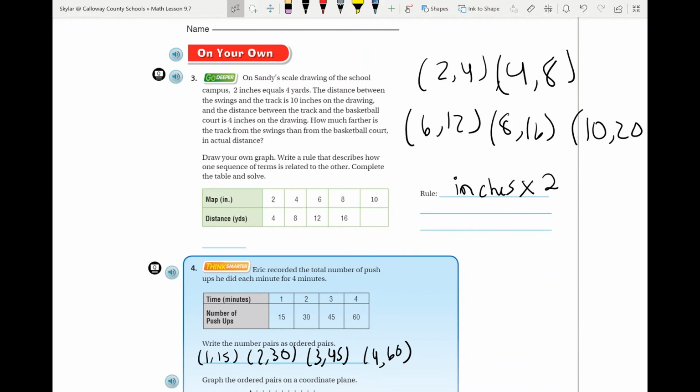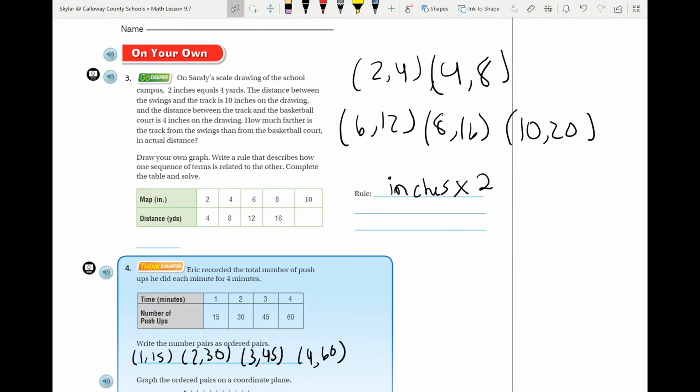Alright, and hopefully we got something similar to this. So, 2, 4, 4, 8, 6, 12, 8, 16, and finally filling in our blank is 10, 20. And our rule is just multiply inches by 2. Down here, I'm sure you all did well.